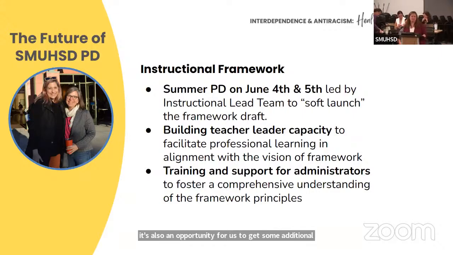We know that next year we're going to need to focus on building teacher leader capacity. So in order for them to facilitate professional learning at the school sites that is in alignment with our instructional framework vision, we know we need to invest in their learning and their capacity building. And concurrently, we need to support training and supporting our administrators in understanding the instructional framework as well, so that they can support the teacher leaders and the staff at their school sites.